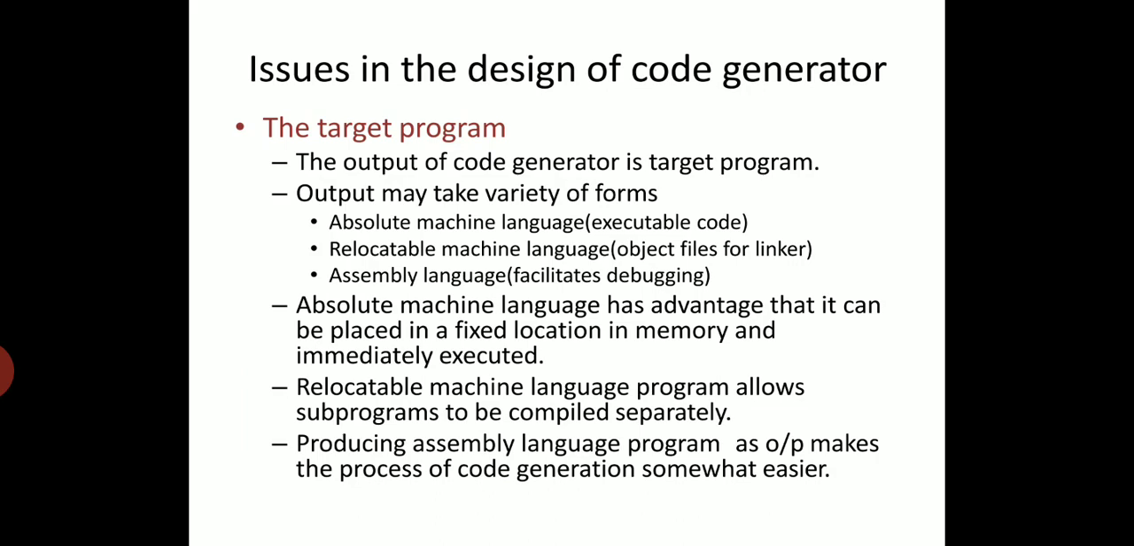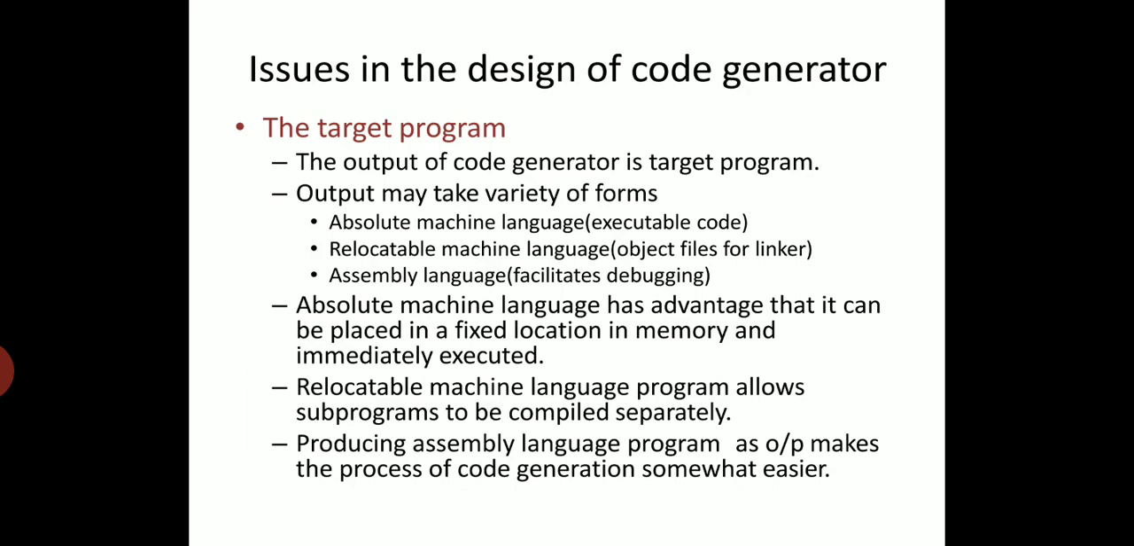While we design the code generator, the important thing is the target program. The output of the code generator is the target program. The target program can take different forms. It can be absolute machine code, it can be relocatable machine code, or it can be assembly language. Each of the forms has advantages and disadvantages. In the case of absolute machine code, relocation is not required. That means the execution can be immediately done.